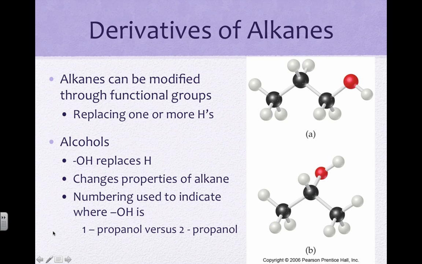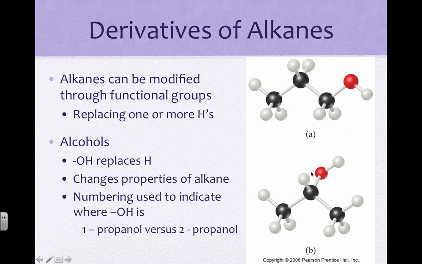Okay, and we can use numbering systems to indicate where the hydroxide is. So for instance, 1-propanol, this is basically propane, right? And when we add an alcohol, the propane becomes propanol, so we add the OL. And 1-propanol versus 2-propanol, notice where the OH group is.